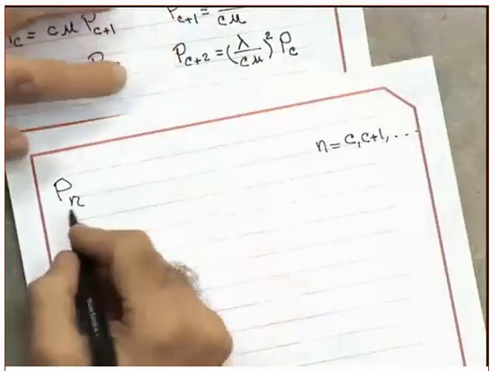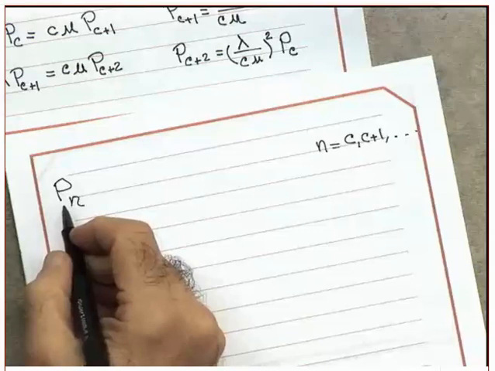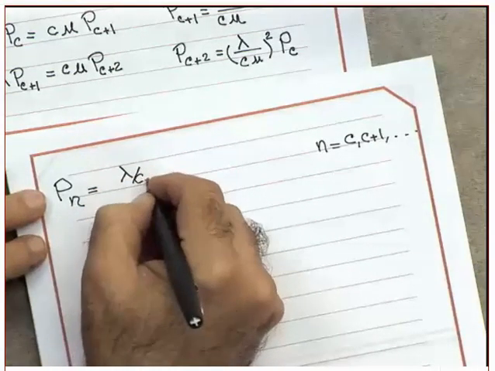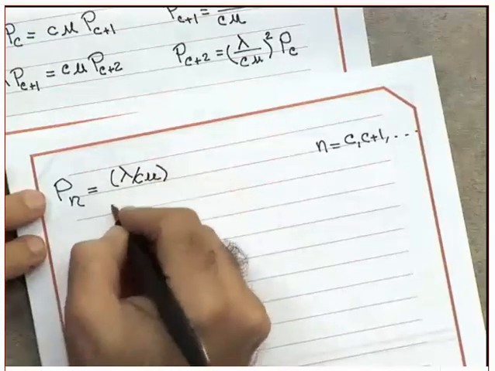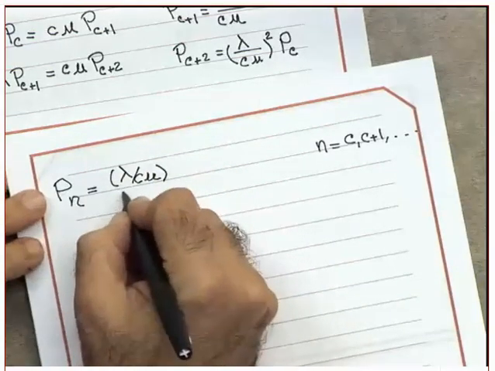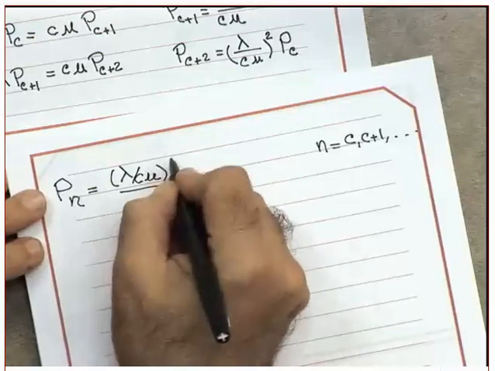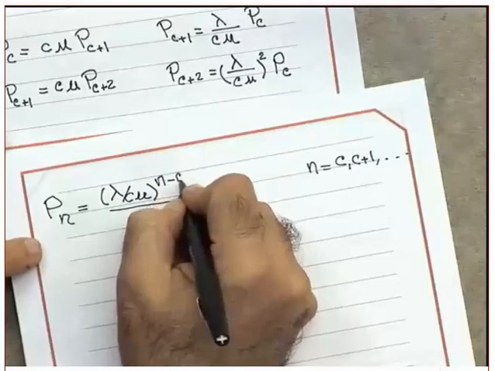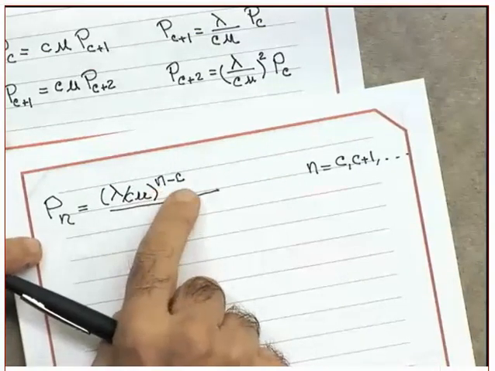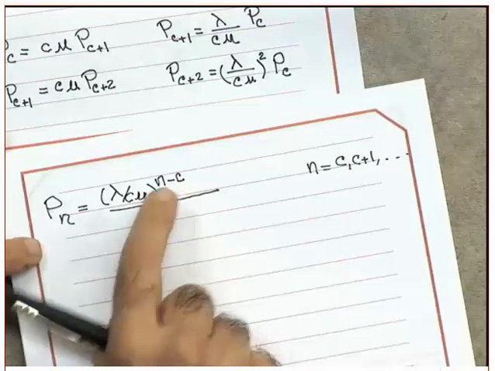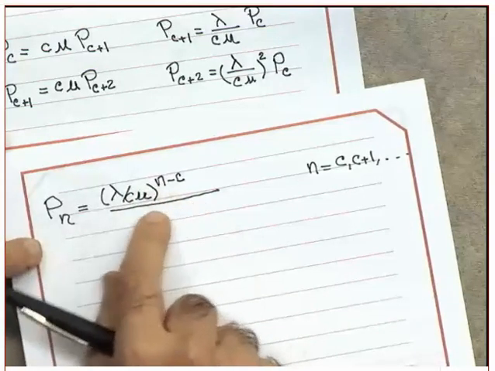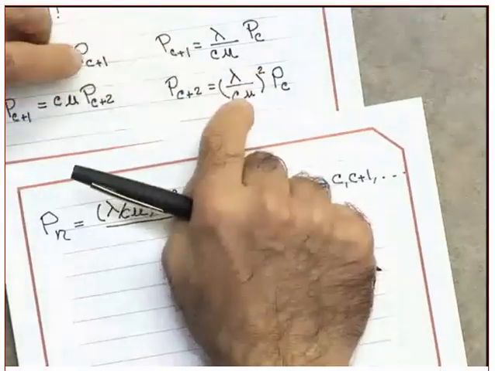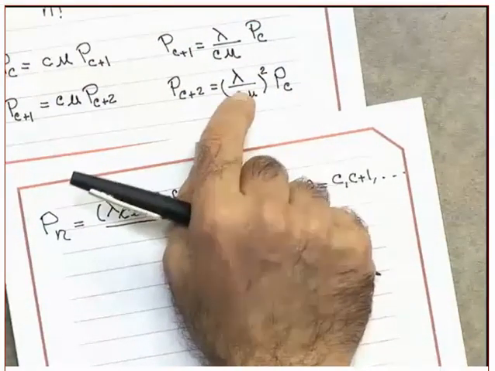Now I want to take it back all the way to P sub 0. So what will it be? Let's see if you can help me. Lambda over C mu, raised to the power n minus C. Did you see where this n minus C came from, or did you lose me? Okay. Denominator. What do I put in the denominator? What do I have here? C mu squared. But remember, this is beginning from PC. So what do I have?